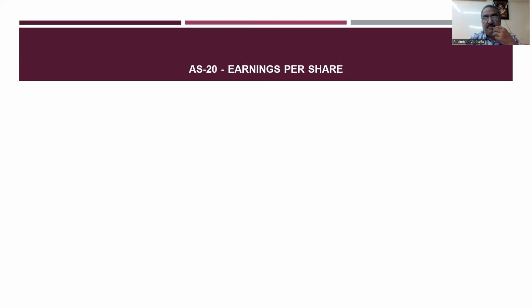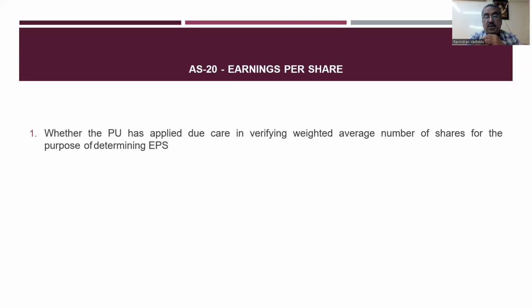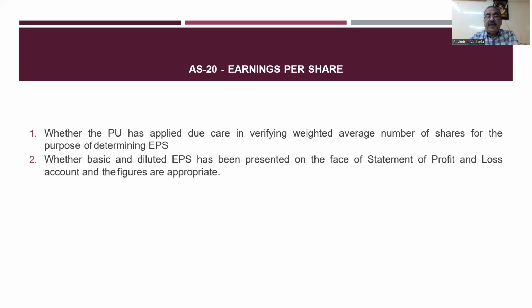Then earning per share. So earning per share, what is the per share value, per share earning, that you have to calculate. So here, whether the practice unit has applied due care in verifying the weighted average number of shares for determining the EPS, that is earning per share. So what is the total income? What is the total number of shares that are eligible to calculate the EPS? That the practicing unit has to verify. And whether the basic and diluted EPS has been presented on the statement of the profit and loss account and figures are appropriate. That is based on the profit that is available, and you have to calculate the EPS.